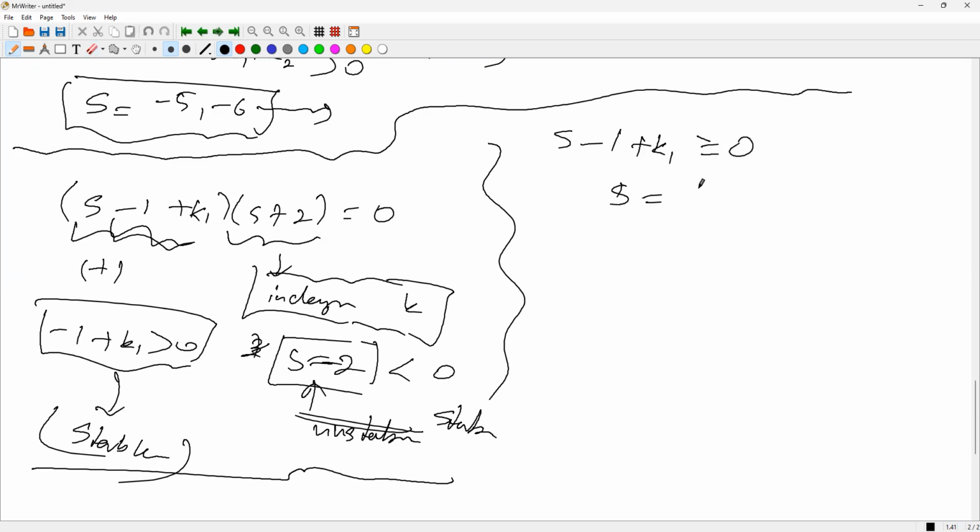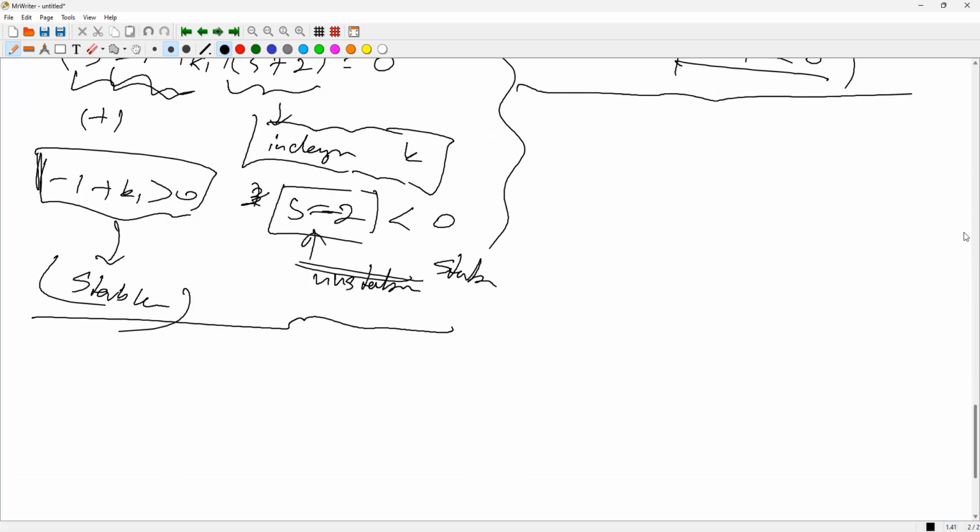Because 0 is equal to 1 minus k1, this should be negative. Same relationship. Otherwise, we can use this to make the system and check stability. Or otherwise, we can find stability or controllability. Controllability means we can control the system using a controller, or we can make sure the system is stable using a controller.